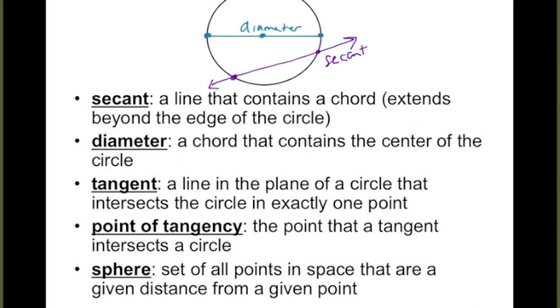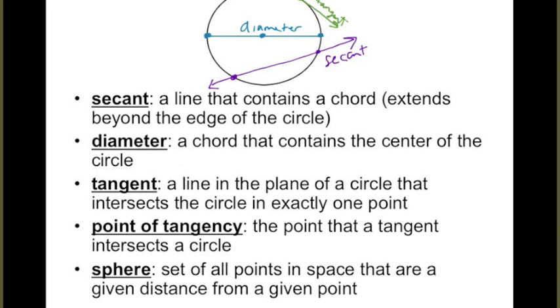A tangent is a line that shares only one point with the circle. So a tangent is a line that just brushes on the edge of the circle and shares exactly, perfectly, 1 point. Okay, so it just brushes the edge of that circle and shares 1 point.